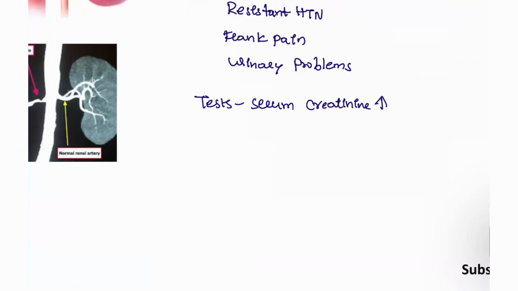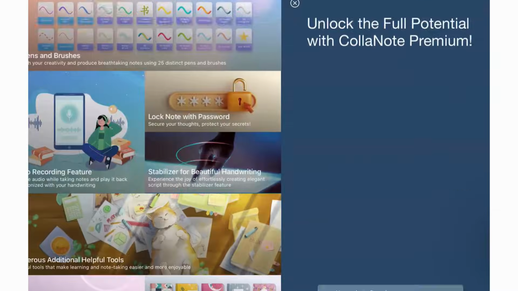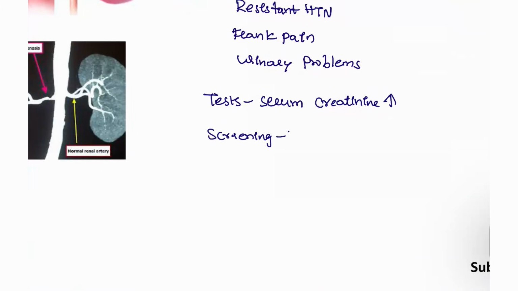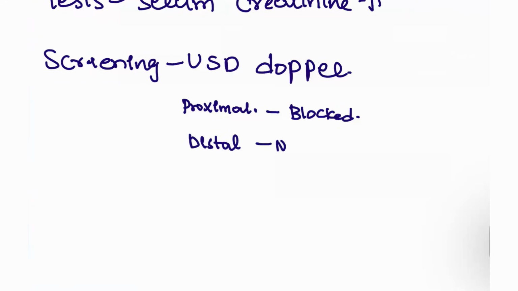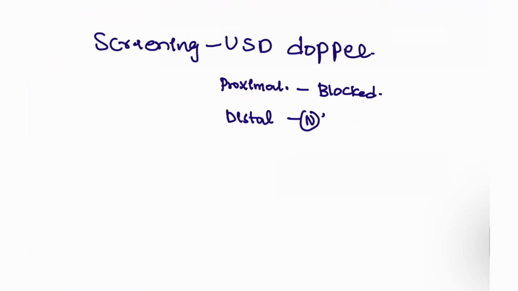Next, what is the best test that you are going to do in this patient? The screening will be done by ultrasound. Ultrasound Doppler should be done. On the Doppler, you are going to see the proximal part will be blocked in most of the cases, and the distal will be normal. This is renal artery stenosis. Other than that, you are also going to see a beaded appearance on the ultrasound.